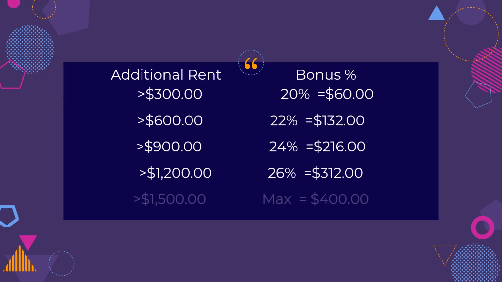It's more than $1,500. It doesn't matter what the amount is. The maximum bonus that's given to the tenant buyer is $400. The idea behind this is to encourage the tenant buyer to save more and more money each month. So let's say the tenant buyer pays $1,500. He will get an additional $400. So his monthly saving will be $1,900, which will help him shortcut the period in terms of saving enough amount for his down payment.